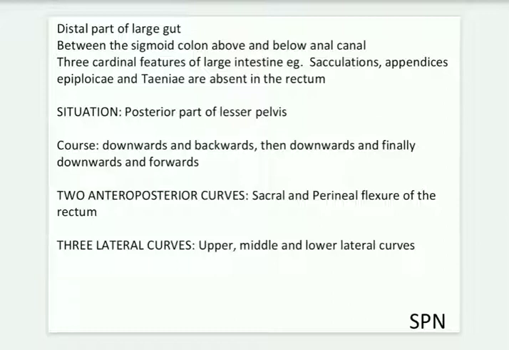The situation is the posterior part of the lesser pelvis, and the course of the rectum is first downwards and backwards, then downwards, and finally downwards and forwards. So the beginning and the end of the rectum lie in a median plane, but it shows two types of curvatures in its course. There are two anteroposterior curves: the sacral flexure and the perineal flexure of the rectum. There are three lateral curves: upper, middle and lower lateral curves.